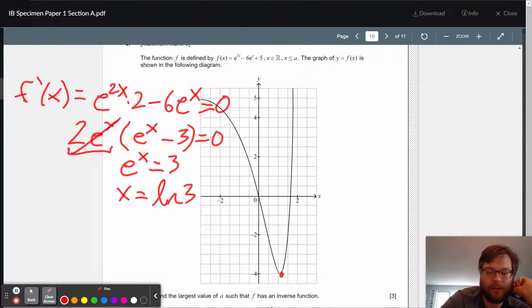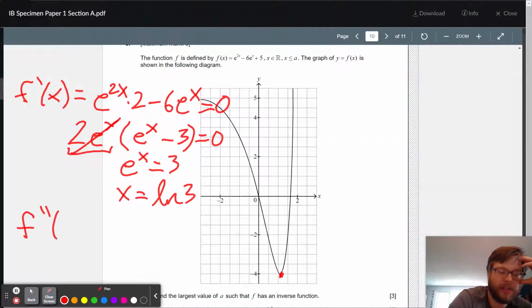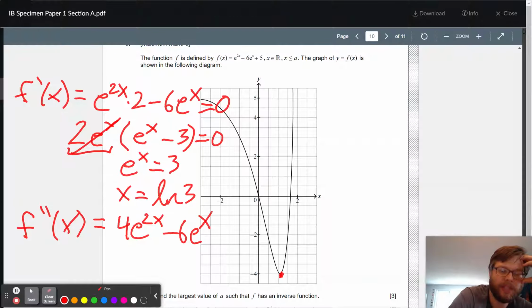And that also matches up visually with what the natural log of 3 is, because the natural log of 3 is just going to be a hair bigger than 1. So you could move on here because you have the graph. Or if you wanted to just really be certain, you can use the second derivative test. And if you take the second derivative, you'll see it's 4e to the 2x, because we did the chain rule again, minus 6e to the x.